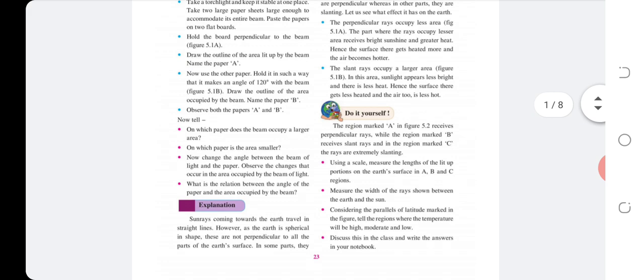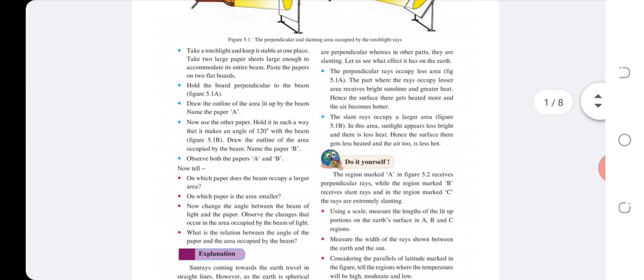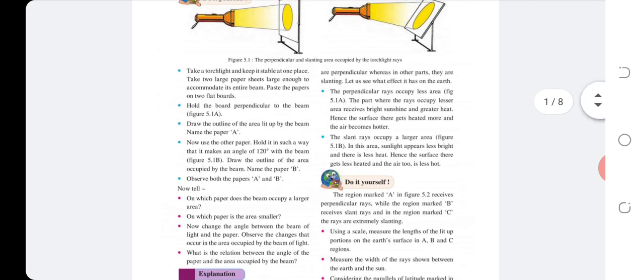Explanation. Sun rays coming towards the earth travel in a straight line. However, as the earth is spherical in shape, these are not perpendicular to all parts of the earth's surface. In some parts they are perpendicular, whereas in other parts they are slanting. Let us see what effect it has on the earth.